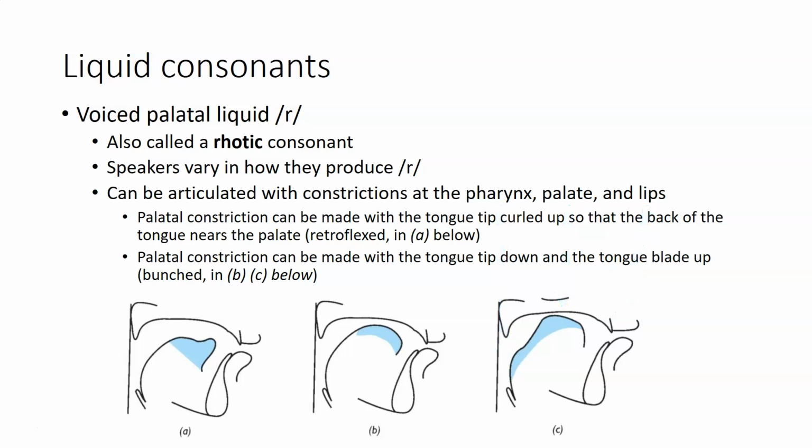In addition, the palatal constriction can be made in different ways. One version, referred to as retroflexed, has the tongue tip curled up so that the back of the tongue nears the palate. The palatal constriction can also be made with the tongue tip down and the tongue blade relatively up, known as a bunched articulation.